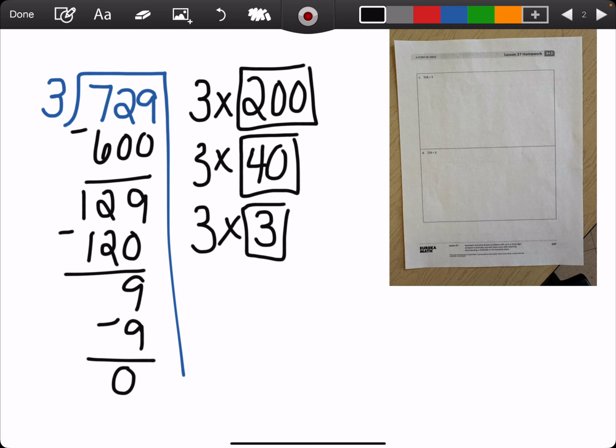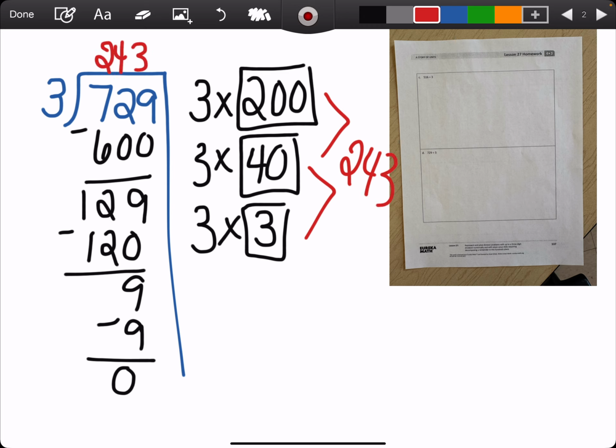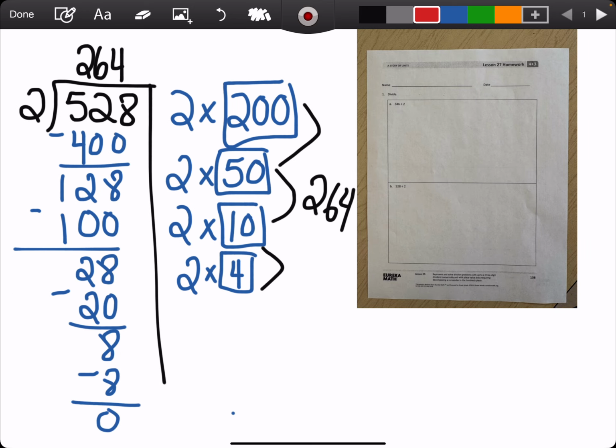Add up my partial quotients. 200 plus 40 is 240, and then 3 more. 243. Now that is how you do partial quotients with three-digit numbers. Yes, with 3-digit dividends.